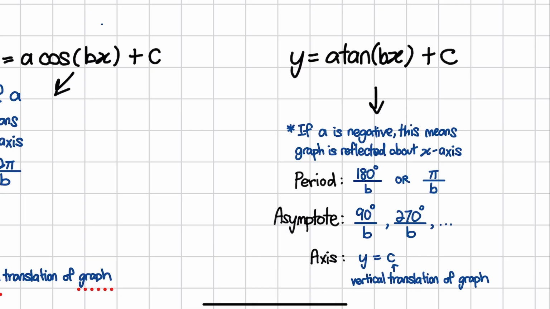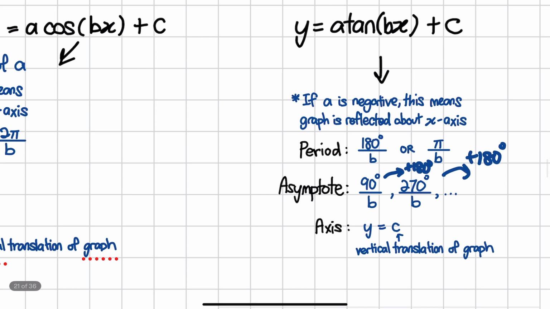Okay, how do I calculate period? It is simply 180 degrees divided by b, or pi divided by b. And for the asymptotes, it is 90 degrees divided by b, 270 degrees divided by b. I just need to add, in this case, one cycle, which is 180 degrees, to find out all the asymptotes. So there are many different asymptotes. You need to keep calculating them if needed, based on the range the question wants you to sketch. Okay, and same thing for axis. It is the part of the graph which is shifted vertically from the x-axis.